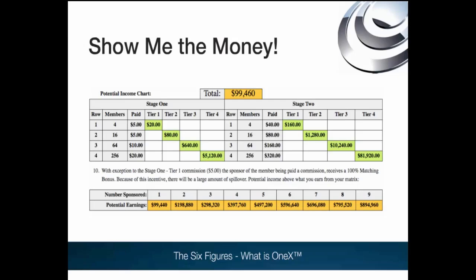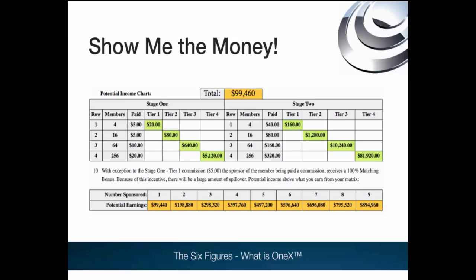It can be very fast money for somebody who is prepared to do the work up front for a very short period of time. And as you can see, it only requires about 340 members in your structure to actually get through stage one of this business. Okay, so if you add up all of those amounts of money in green, you're going to see there that the total is $99,460.